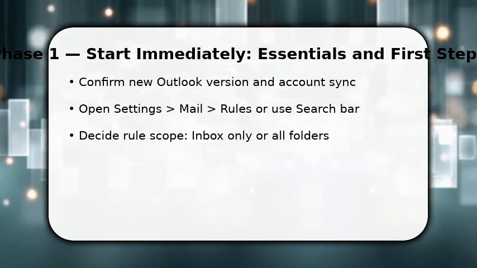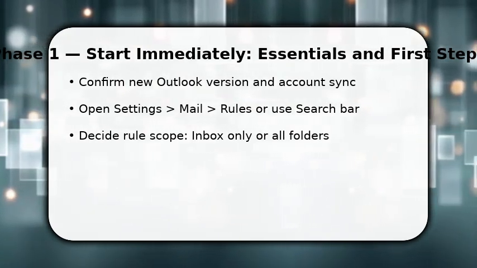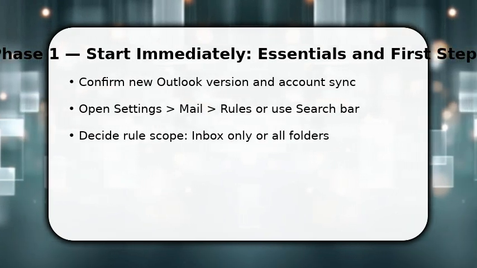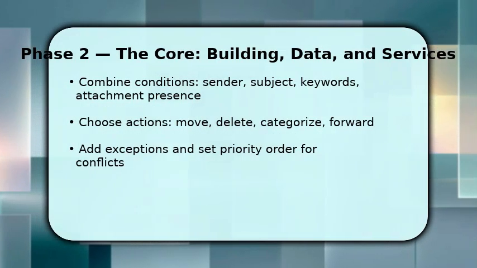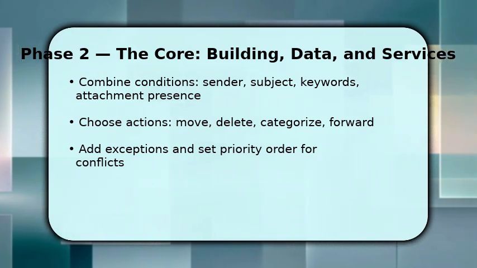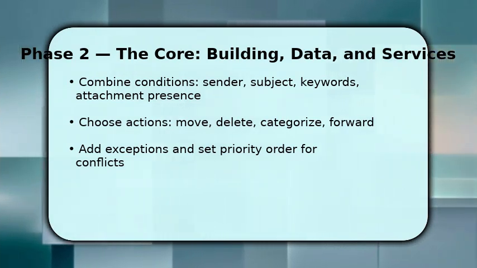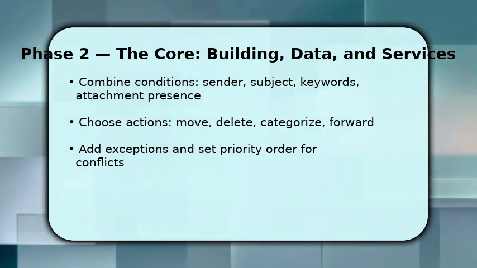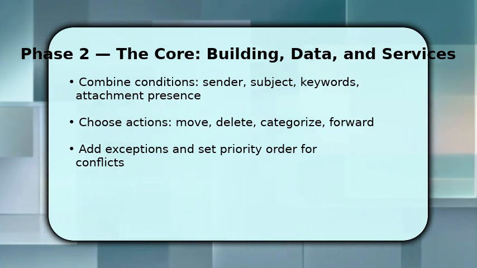Pick the narrower scope to test. Now create a simple rule using a sender or keyword. This first, small rule proves the path works before you add complexity. You now build complexity by combining conditions. Use sender, subject words, specific keywords, or whether an attachment exists. Then assign actions like move to a folder, delete, categorize, or forward to another address.